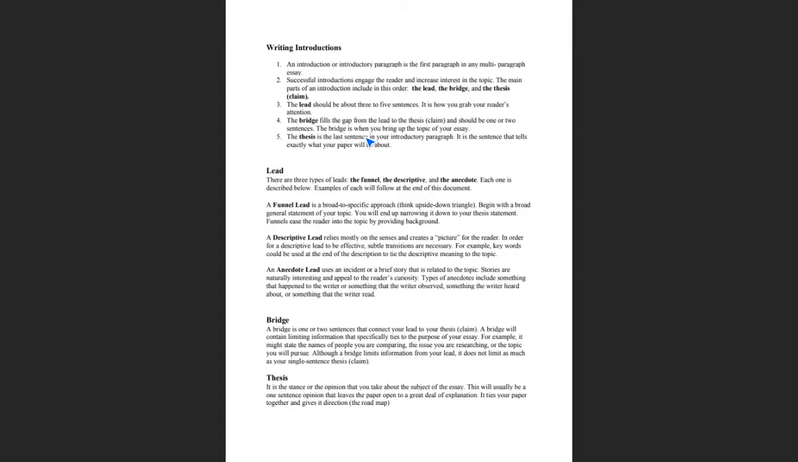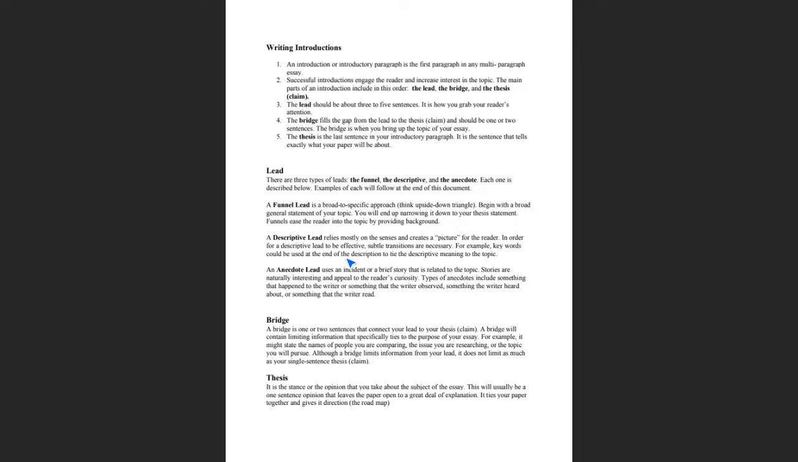And so there are three different types of leads that you can write. You can write a funnel lead. And what a funnel lead is, it begins with a very broad general statement, and then it narrows itself down to your thesis statement. So what it does is it moves from a larger issue and then it narrows down into the specifics of your thesis statement.